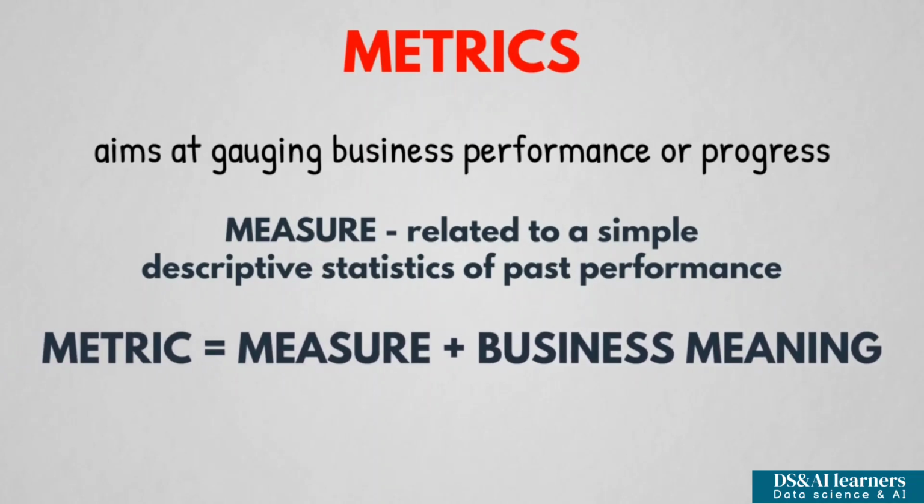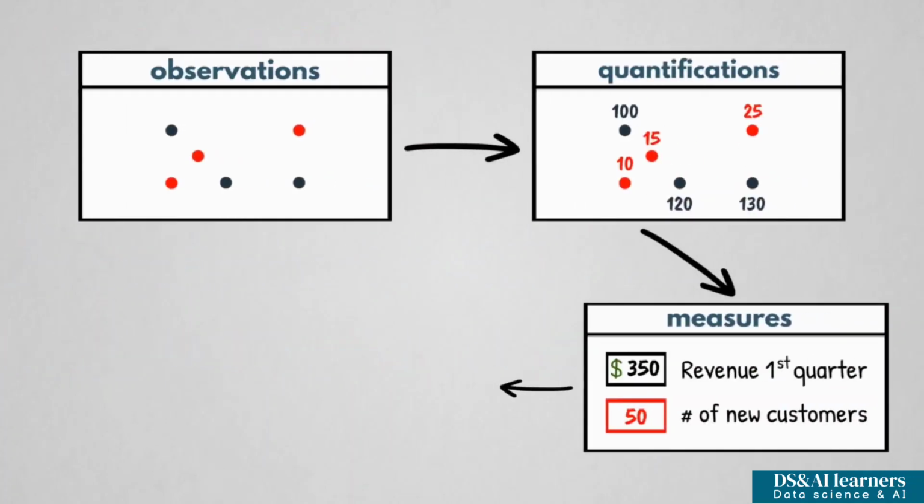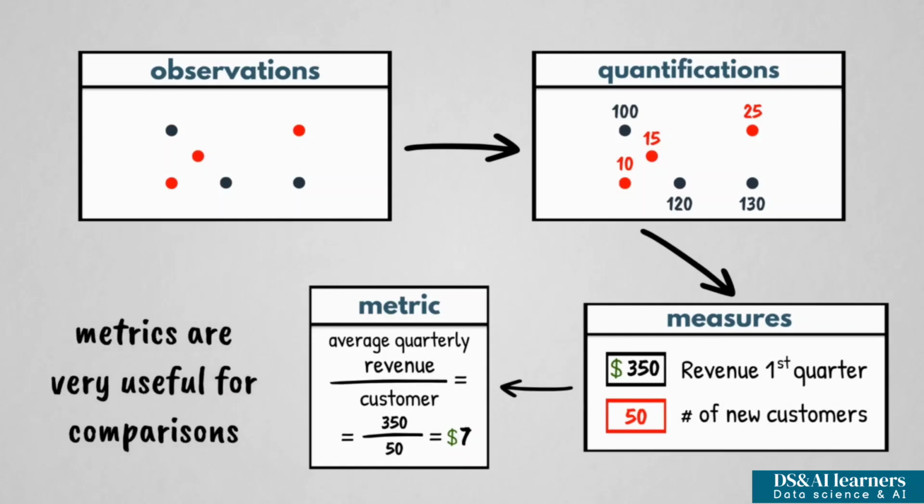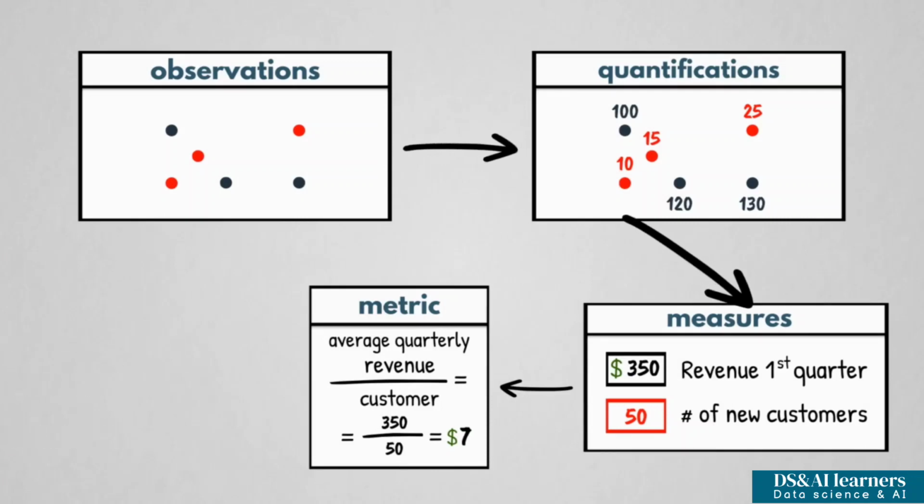Let's exemplify this. If you estimate the average quarterly revenue per new customer, which equals 350 divided by 50, that is $7. This is a metric. Once again, it is not just a number, but a number that bears a business meaning. Metrics are very useful for comparisons. For instance, you can track the average quarterly revenue per new customer every 3 months and thus compare your customer retention and spending every quarter. In a nutshell, your observations lead to measures, and your measures are used to create your metrics. Your metrics have business applications.